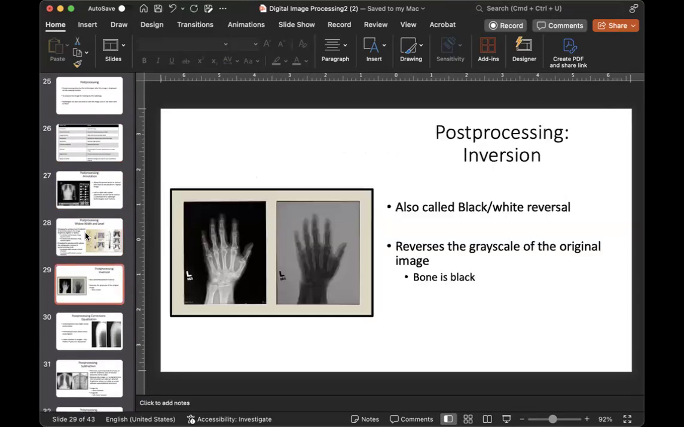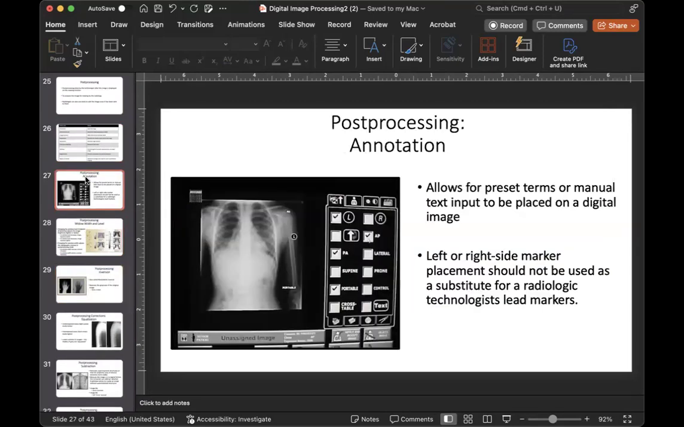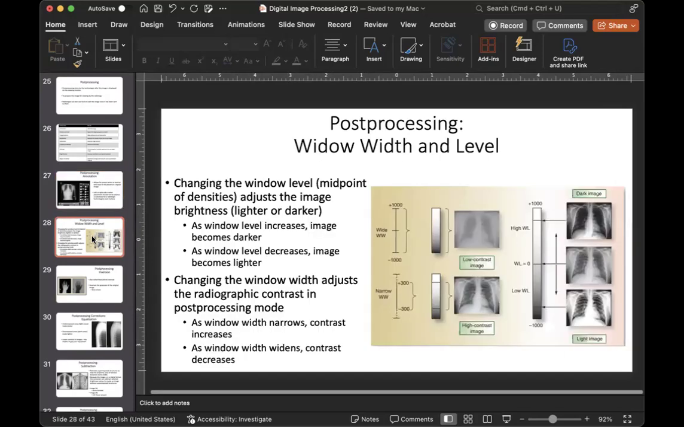Yeah, this is the same image. Annotation. So annotation is essentially found on pretty much every digital system now. You're able to annotate, left or right side marker, even though you shouldn't be able to. You're able to place AP on there, PA, portable. You can even text to type something on here. Okay, that's annotation.